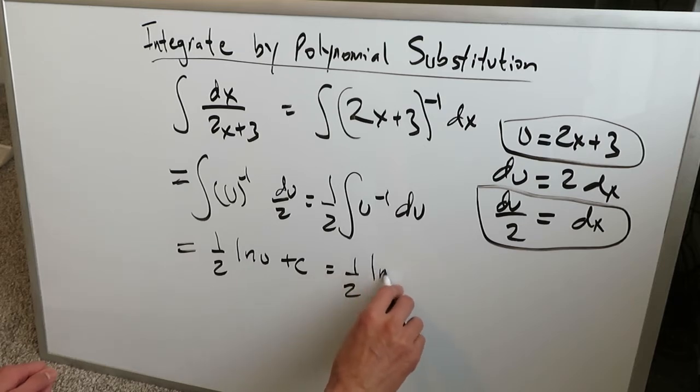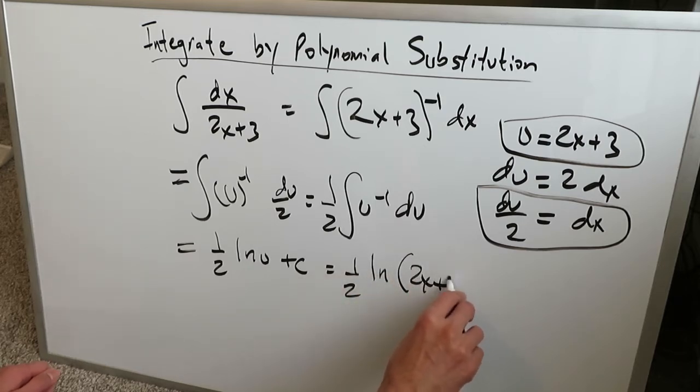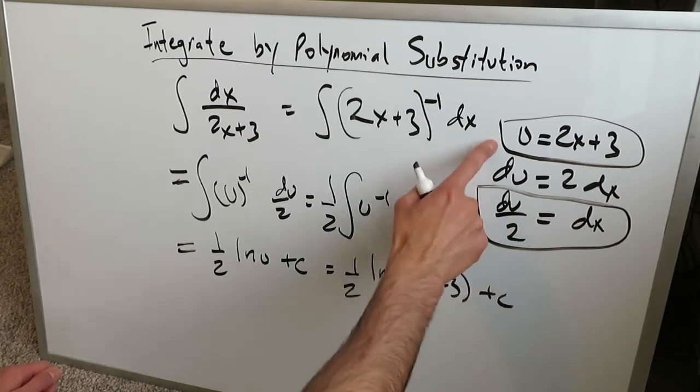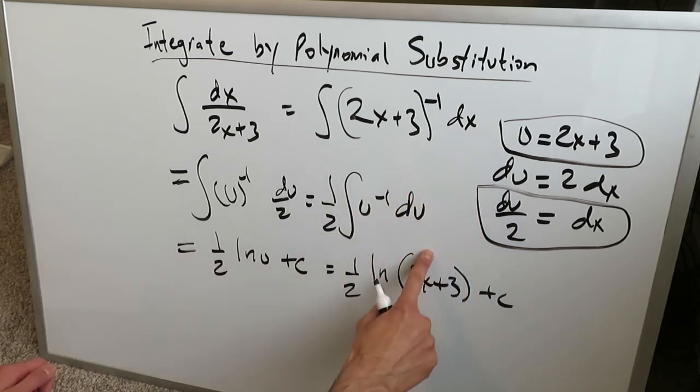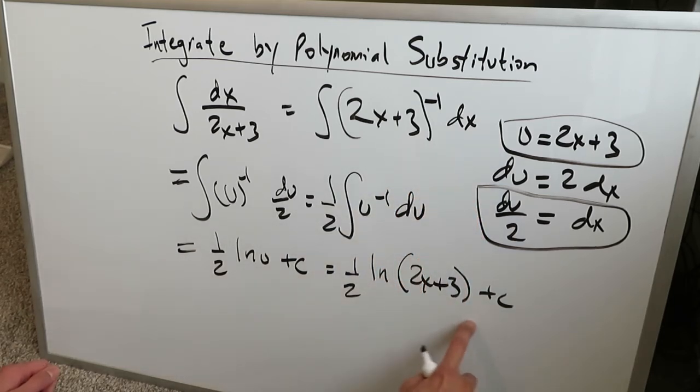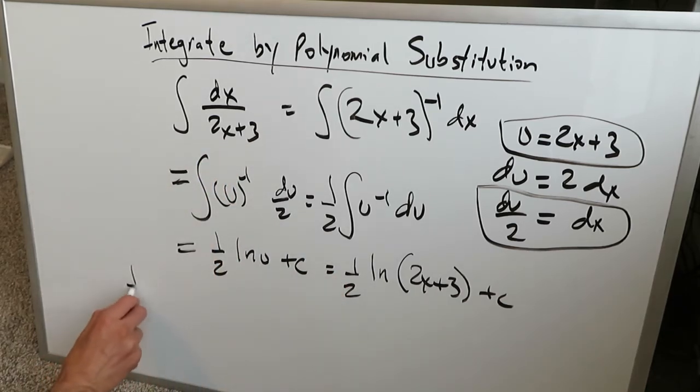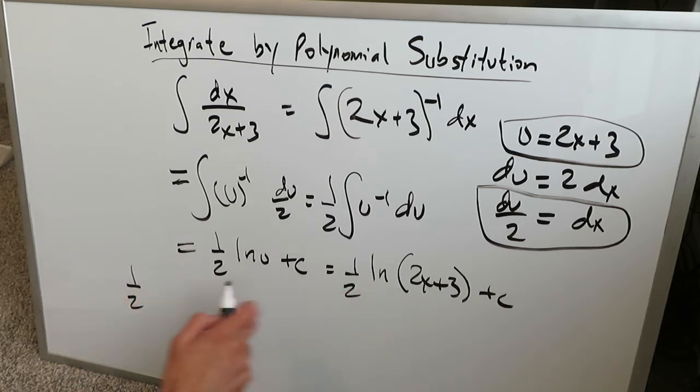1 over 2 natural log of 2x plus 3, plus c, and here's your resubstitution over here. If you did the derivative of this, you'll end up with the original, and I'll show you. Let's do that derivative over here. Let's bring the 1 over 2 out and we'll do the derivative. 1 over 2 and the derivative d over dx of natural log of 2x plus 3.